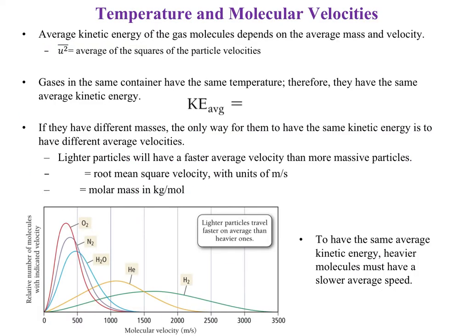So now we're going to discuss how the temperature and kinetic energies are related. From physics, we know that the kinetic energy of just a moving particle is 1/2 the mass times the velocity squared. In the case of gases, we're going to take each particle's velocity, square them, and then average all of those. So that's what this u is, the average of the squared velocities. Gases that are in the same container are going to have the same temperature, so they're going to have the same kinetic energy.